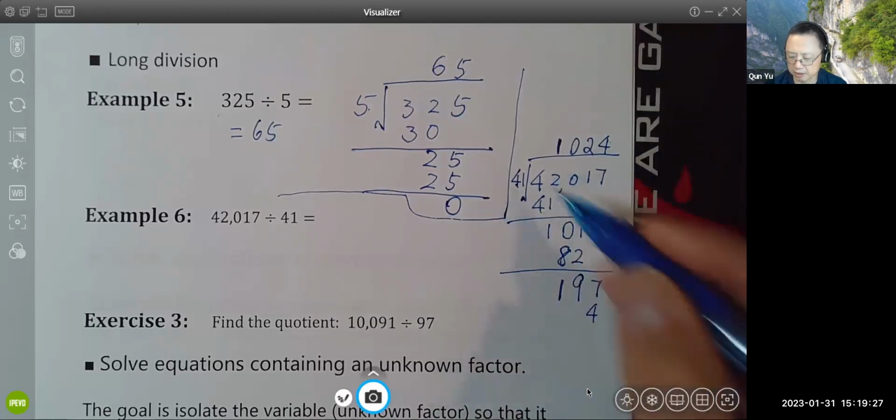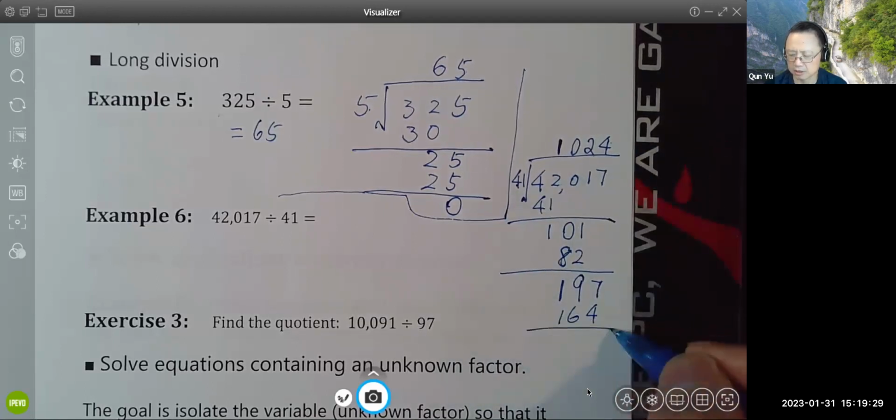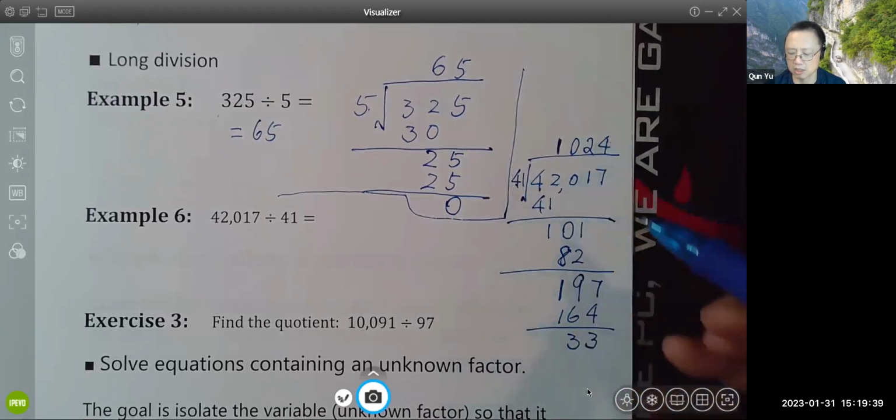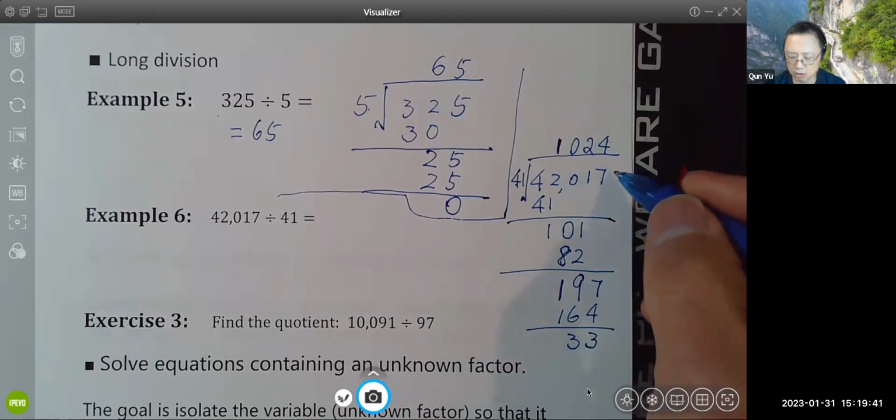4 times 4 is 16. Do the subtraction to get remainder. This is 3, and this is also 3. So you see, remainder is smaller than the divisor. Otherwise, your quotient is wrong. So we don't have more digits to go with. That means this is our final answer.